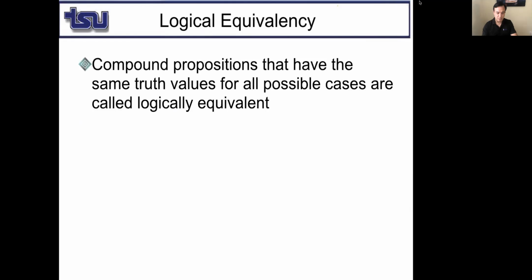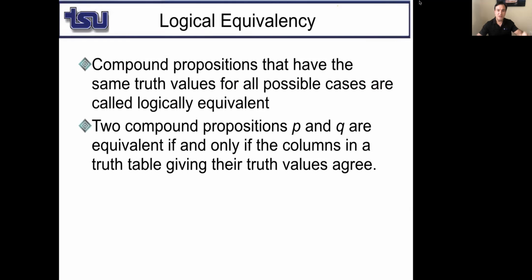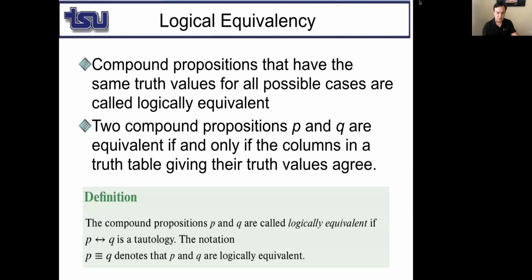Logical equivalences, this is very important. I believe they mentioned this in the last lecture. Compound propositions that have the same truth values for all possible cases are called logically equivalent. What does that mean? Well, if you have a truth table for two compound propositions and list all possibilities for P and Q, and the columns corresponding to the compound propositions turn out to be the same, that means they are logically equivalent, okay? And this is how we represent it, P equivalent to Q, logically equivalent. I will talk about this in a bit, okay?